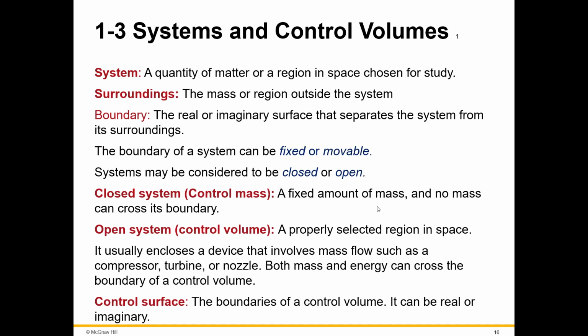Okay, the boundary of a system can be fixed or movable. Okay, you think about a piston. What about the rod that goes up and down? That's movable. That means that maybe my boundary is movable. Systems can be either considered closed or open, or, not included here, but very important, isolated.